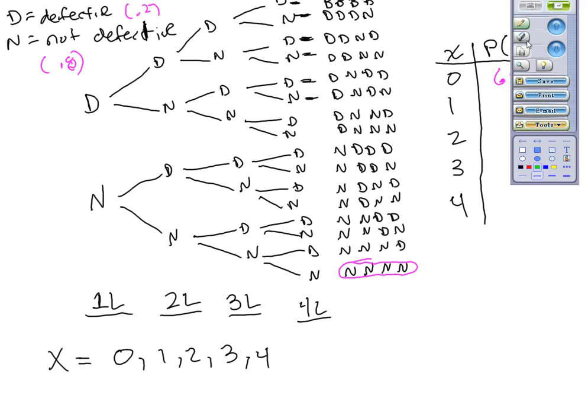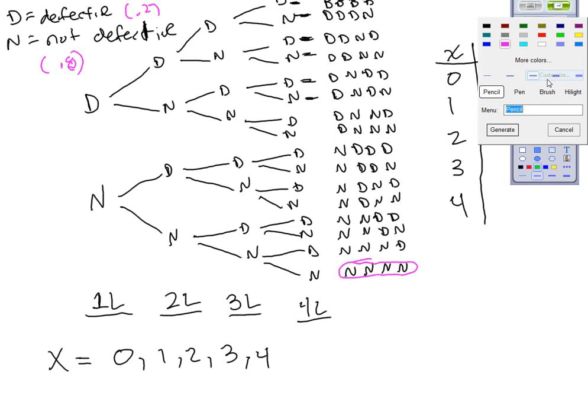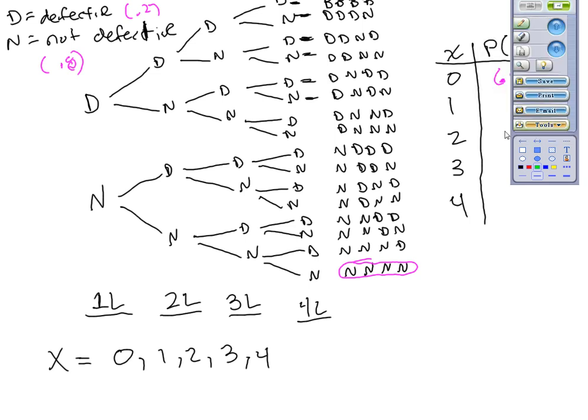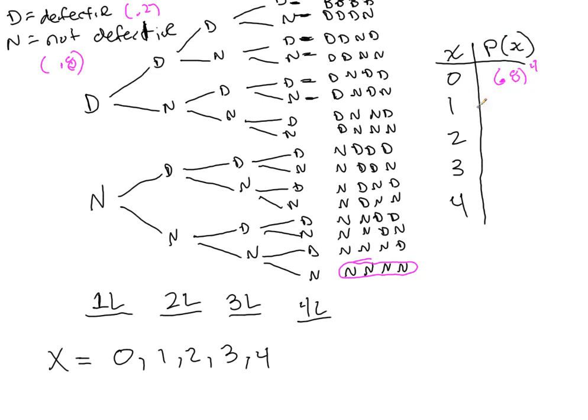Okay, now I am going to change colors here, and now we'll keep track of the number of ways to get 1. So that means we have exactly one defective. All the others are N's. So we're looking for situations where there's only one D. So that's here. There's one. There is one here. And where else do we have one? We have one there.